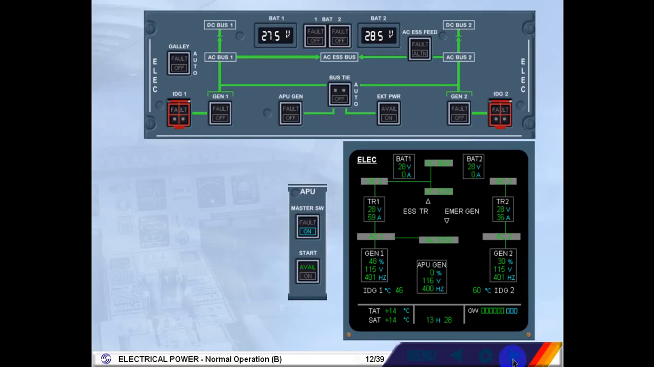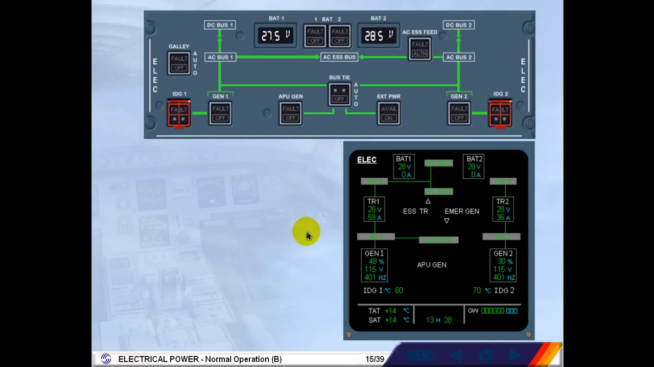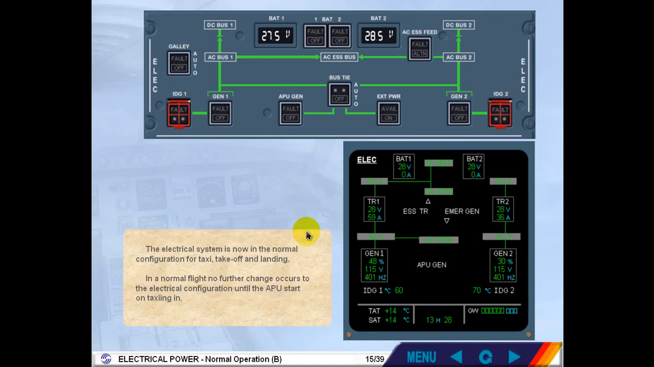Once both engines are running, the APU can be switched off. Switch off the APU. The electrical system is now in the normal configuration for taxi, takeoff, and landing. In a normal flight, no further change occurs to the electrical configuration until the APU start on taxiing in.